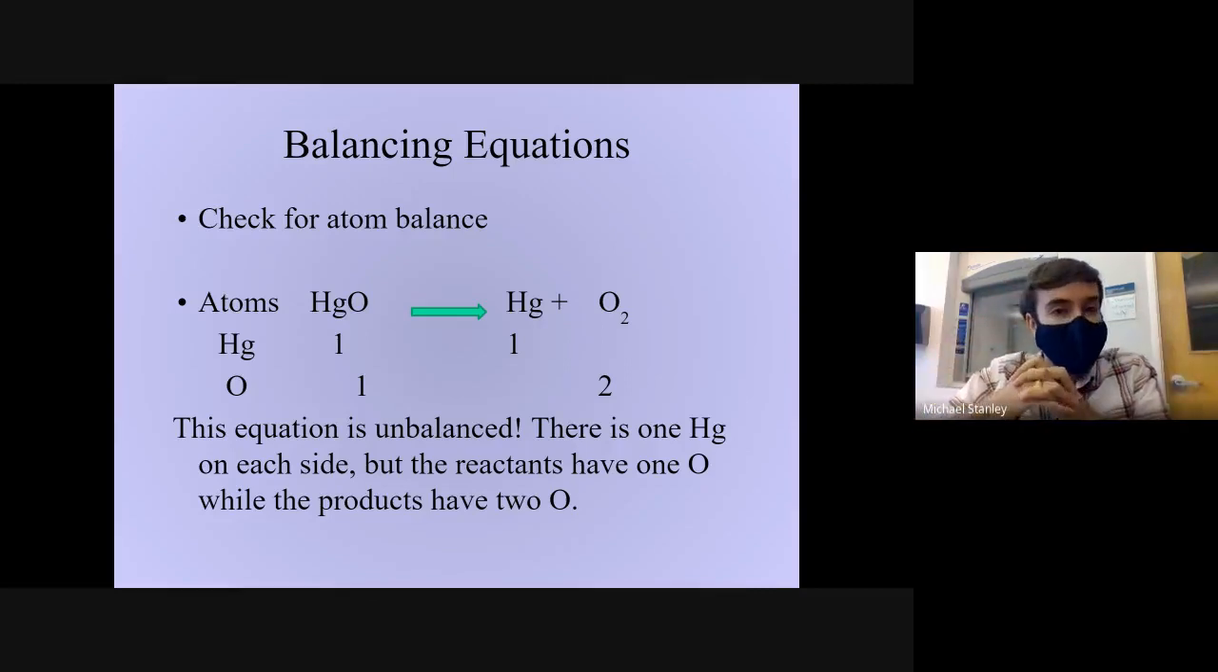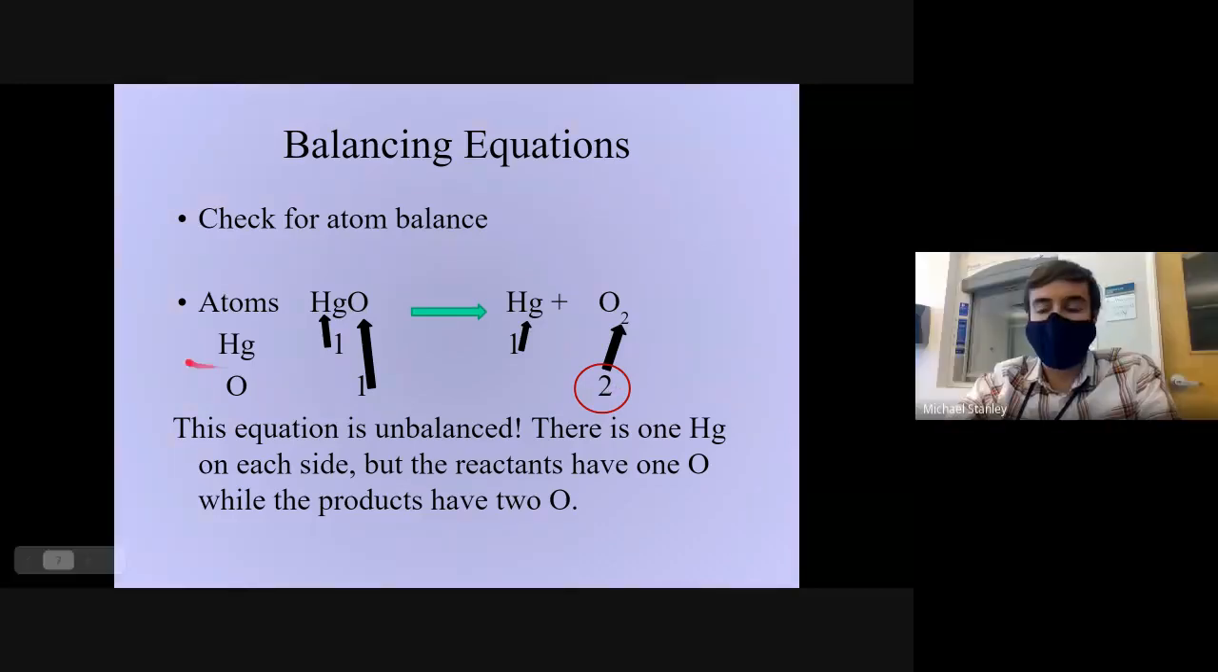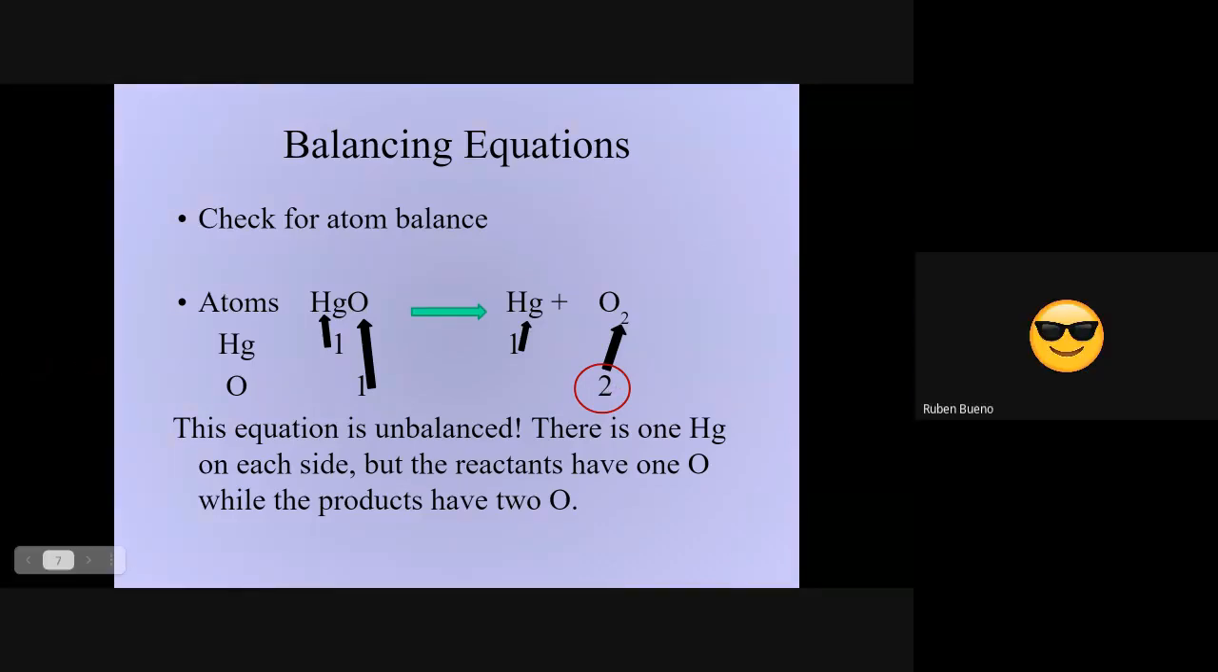So we've identified that we are unbalanced. The next thing we've got to figure out is what we can do to make it a balanced chemical reaction. Forget that these arrows are in here sometimes. So 1 Hg, 1 Hg, 1 O. Over here we have 2 O's. That is unbalanced. Yeah, go for it, Ruben. So we need to split that?